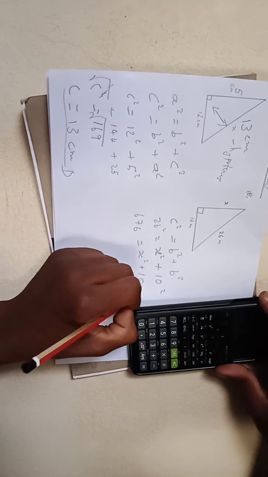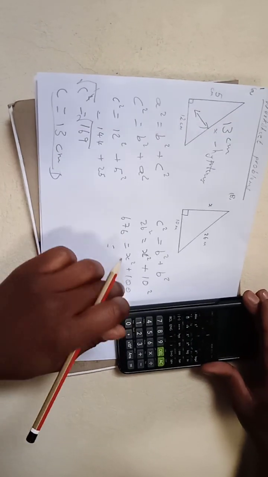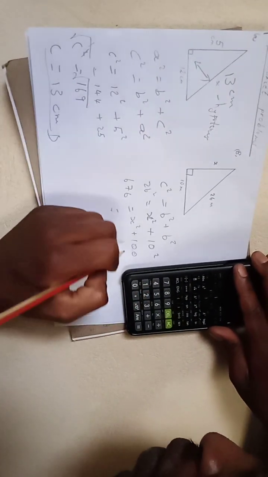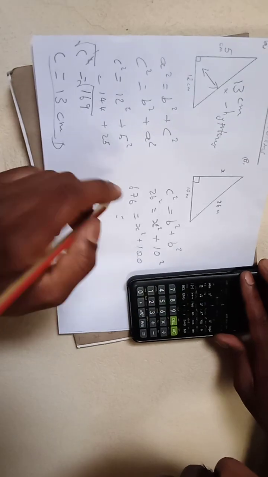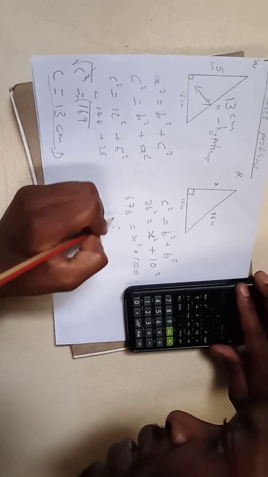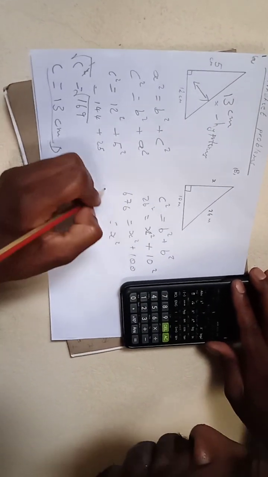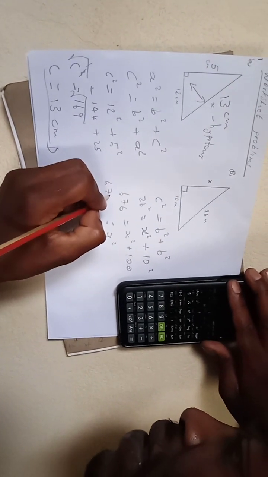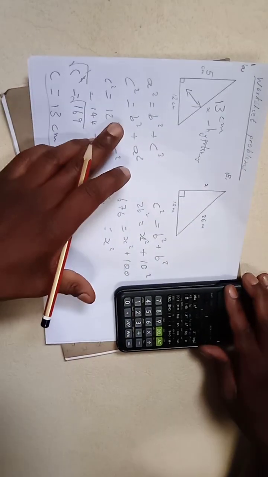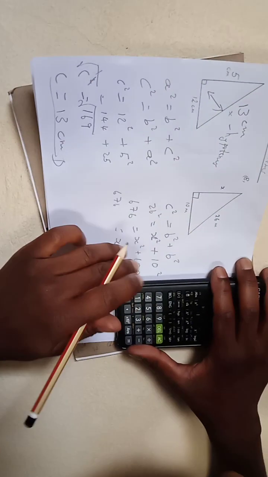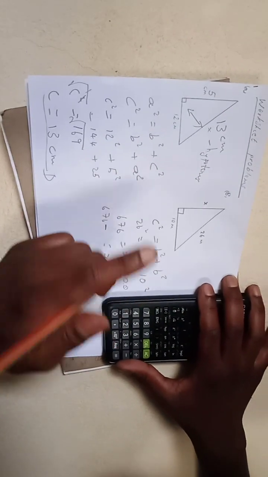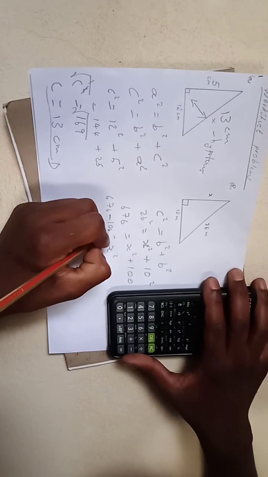It's 100. Now we have to make X squared, the missing side, the subject. We're going to translate 100 to the other side. So X squared is equal to 676. And we shouldn't forget that if you translate a number to the other side, it should change the sign. Now it's positive, now it's going to be negative: 100.